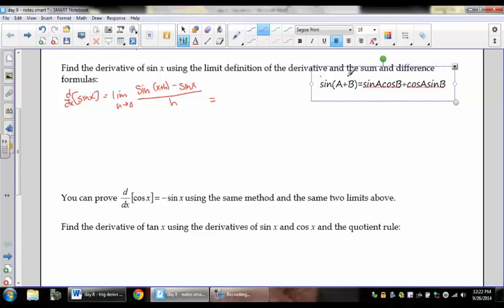And because I'm not in class with you, I have to sing on the video here. Sine a plus b looks like this. Cosine a plus b looks like this.